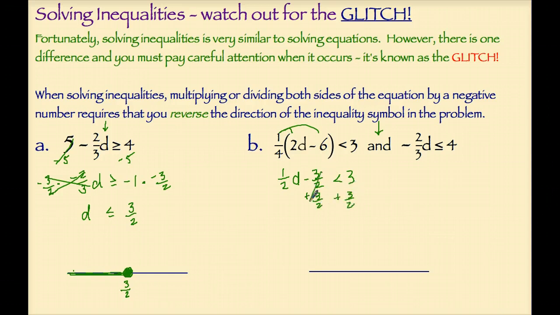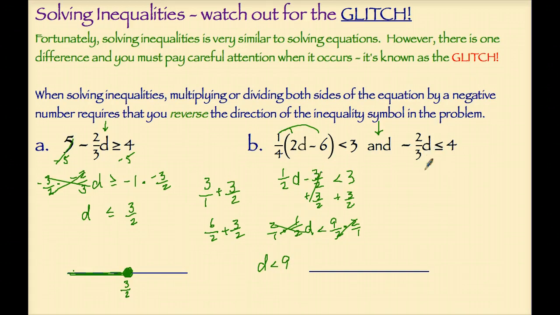This is going to require that we get a common denominator. So 3/1 plus 3/2, the common denominator is 2. 6/2 plus 3/2 is going to be a 9/2. So 1/2 D less than 9/2. Multiplying both sides by 2/1, which is not negative, by the way, no glitch. And then let me write the answer over here. This becomes D less than 9, our first part of the solution. No glitch involved here, boys and girls.